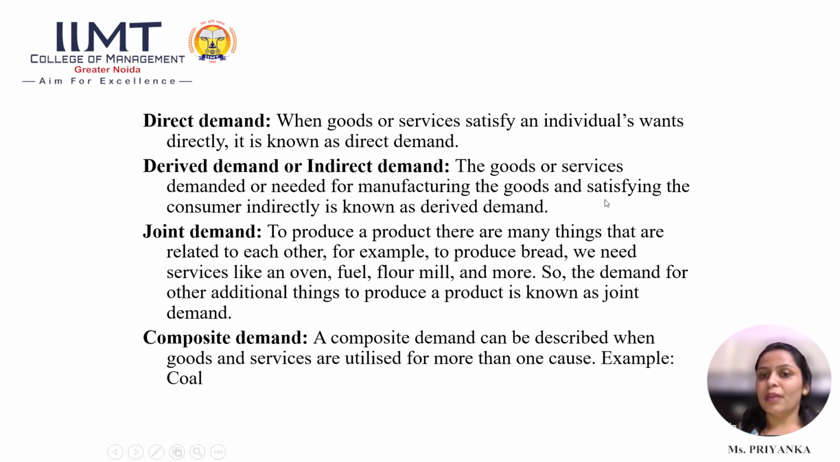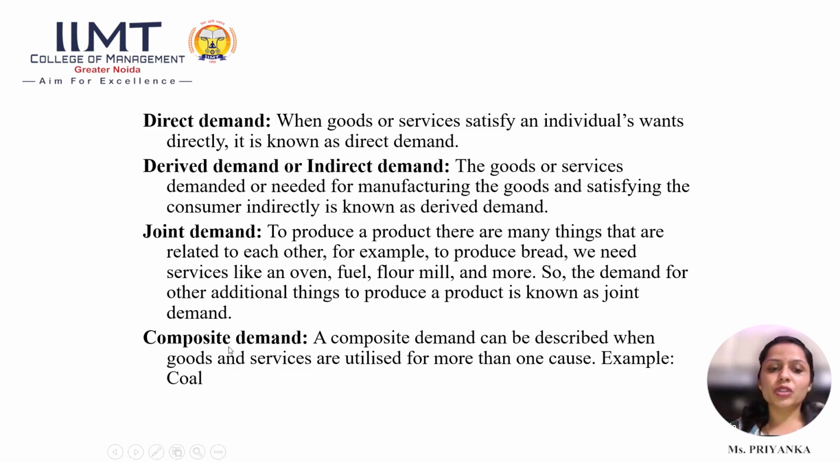Joint demand. To produce a product, there are many things that are related to each other. For example, if we want to produce bread, then we need the oven, the fuel, the flour, and many more things. So the demand for other additional things to produce a product is known as joint demand. We want to produce only bread, but we are creating demand for the flour, the oven, the fuel, and many more things. This is called joint demand.